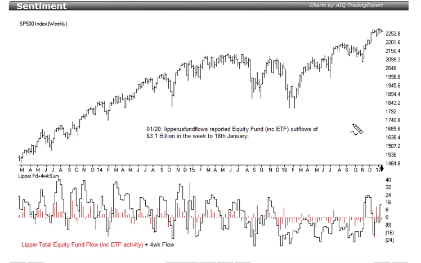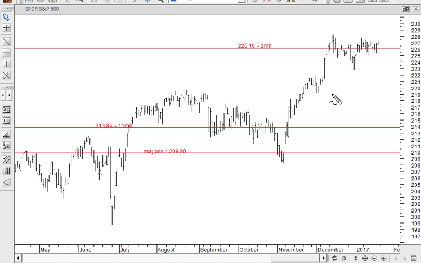Obviously we lost a bigger outflow number 4 weeks ago because the 4-week flow in black here is actually higher, still below the recent peak in late November, which is here. Okay, quick run through of some of the major charts.